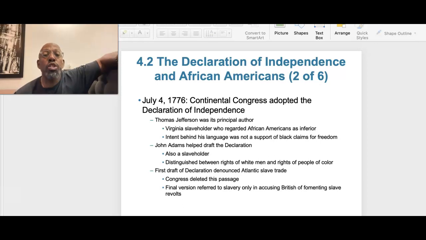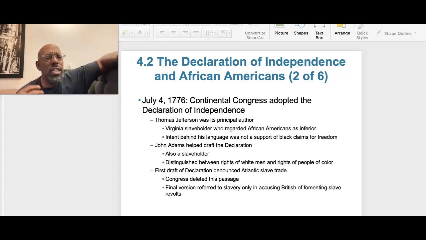John Adams helped draft the Declaration. He was also a slaveholder. They distinguished between rights of white men and the rights of people of color. The first draft of the Declaration denounced the Atlantic slave trade. Congress deleted this passage, and the final version referred to slavery only in accusing the British of fomenting slave revolts.